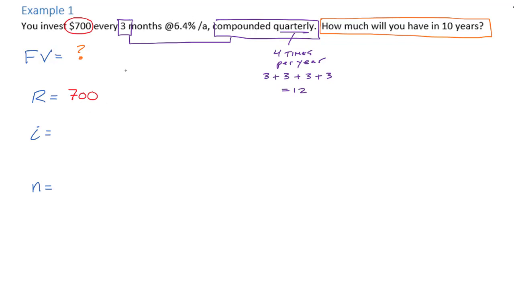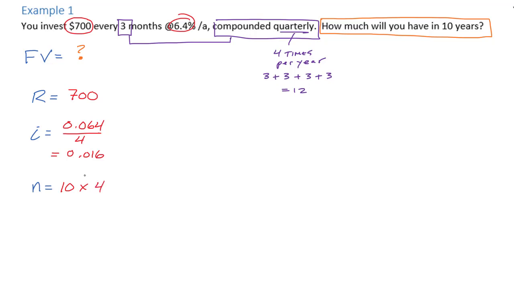So we take our interest rate, which is 6.4%, so we make it 0.064, and we divide that by 4, because we're breaking it up quarterly into 4 payments in the year, every 3 months. So 0.016. And the number of payments we're going to have to make, well, we're going to invest for 10 years, and 4 times a year put $700 in.